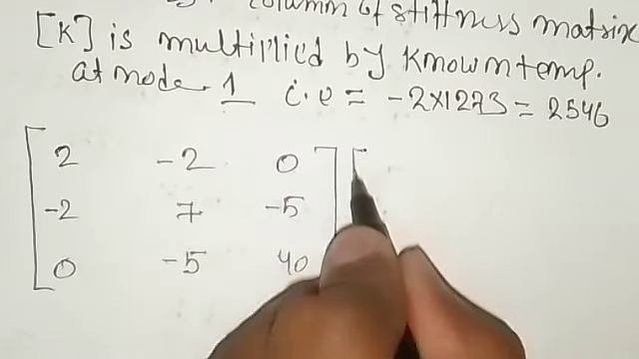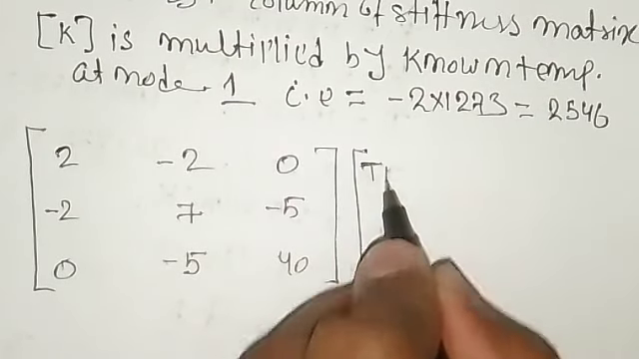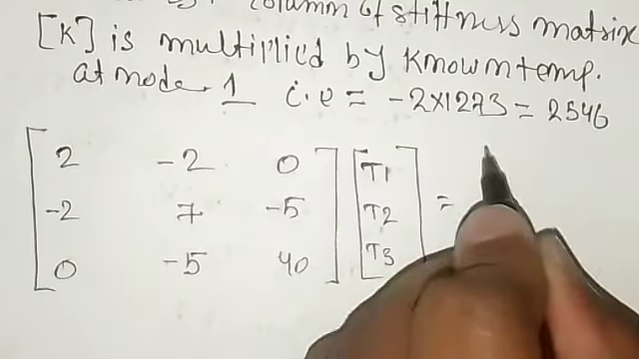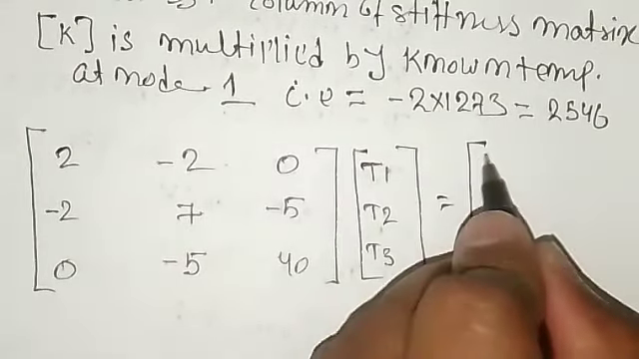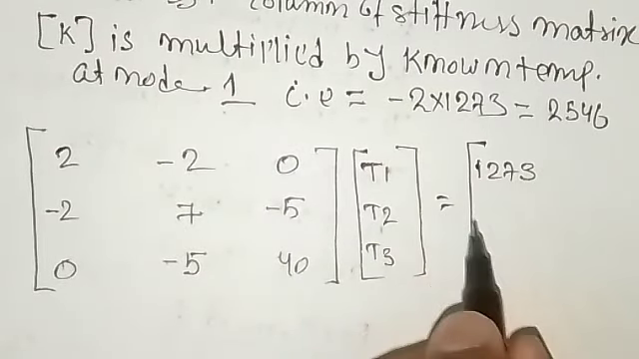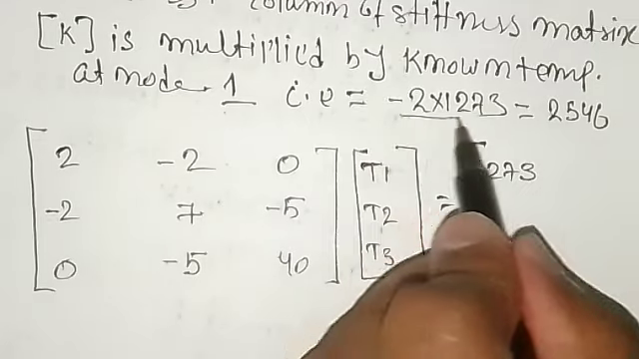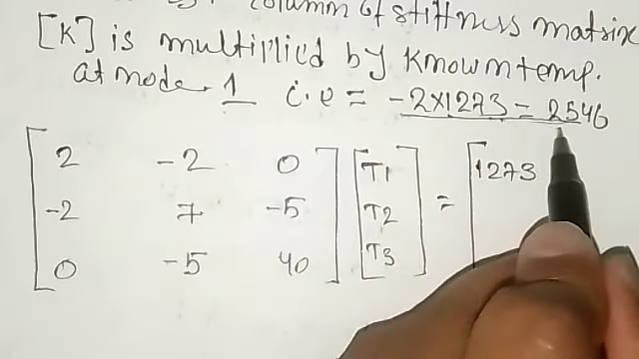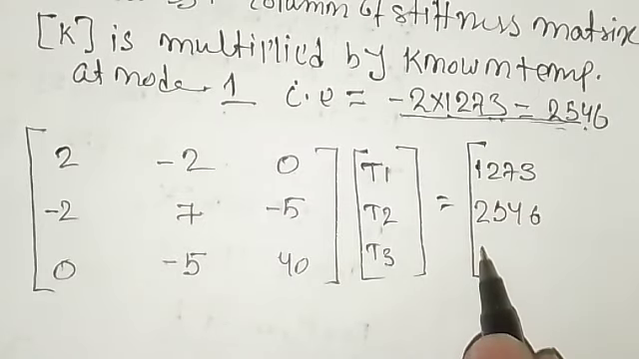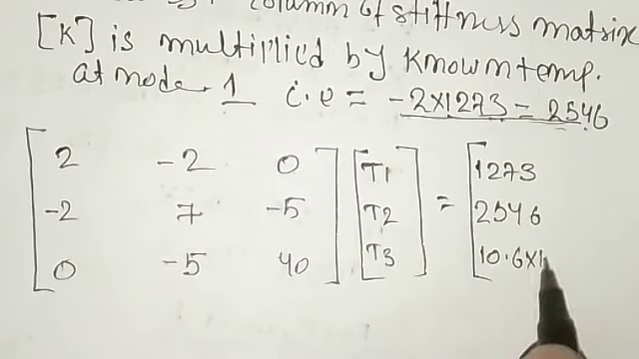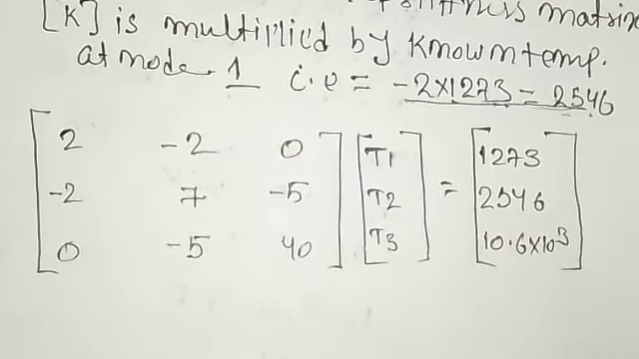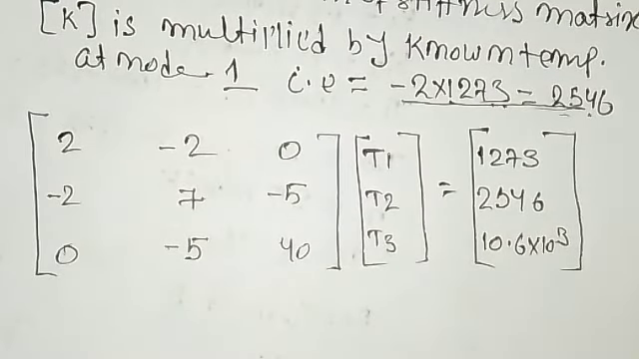And the nodal temperature is what? That is T1, T2, T3. The force matrix is equal to, F1 is replaced by that known temperature, which is 1273, and F2 will become this value, that is minus 2 into 1273, whatever the value is coming, that is 2546, and this will be as it is, 10.6 into 10 to the power of 3, right? So this is your finite element equation.